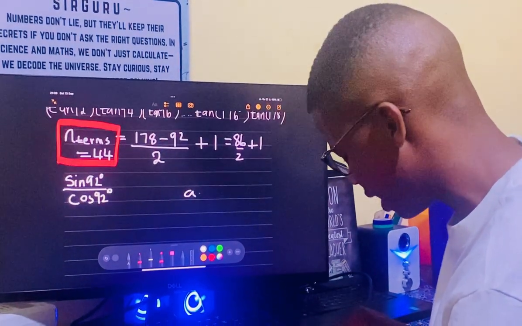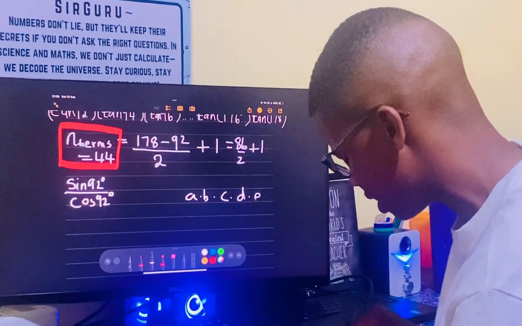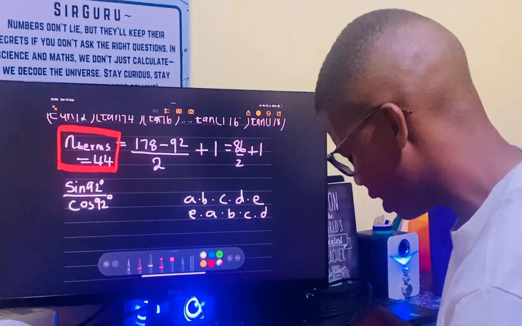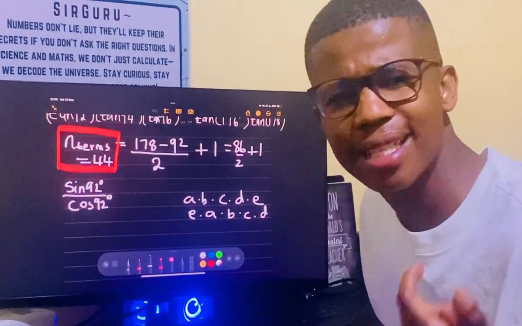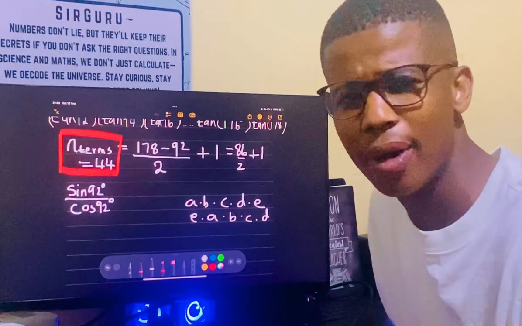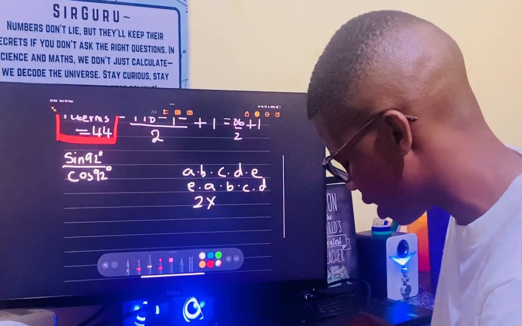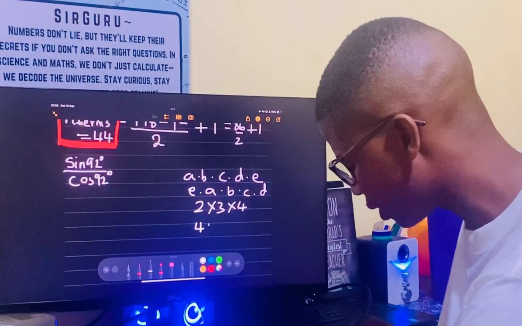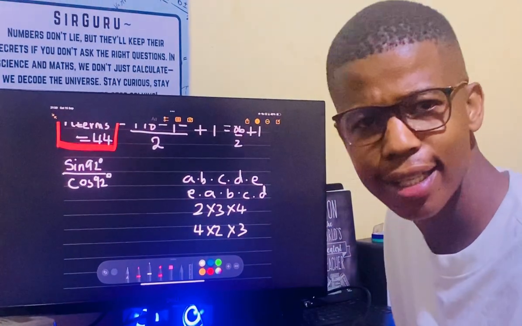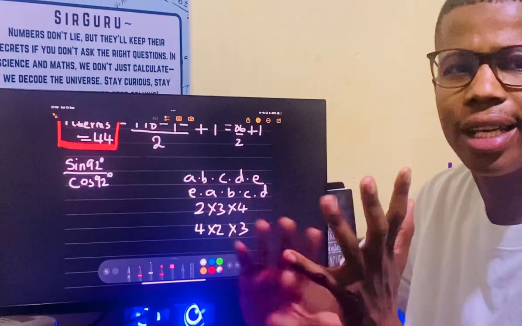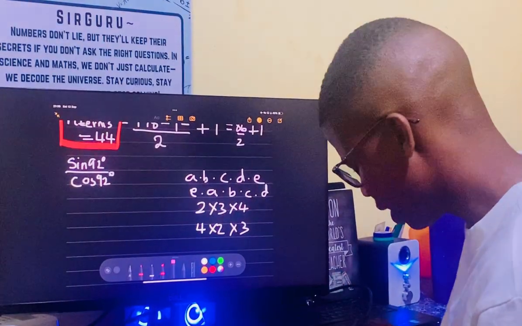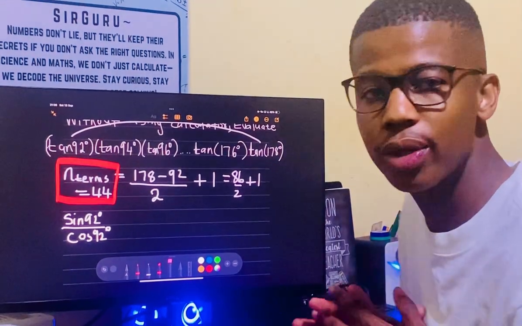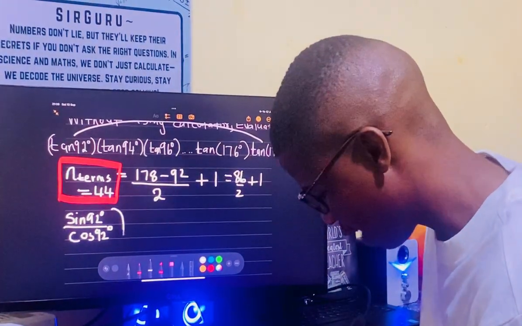Remember, if I have A times B times C times D times E, I can have E times A times B times C times D. The order of multiplication doesn't matter. It's commutative in property. For example, if I have 2 times 3 times 4, the answer is 24, right? If I have 4 times 2 times 3, the answer is 24. So it doesn't matter the order in which you multiply your terms. So I'm going to remove this, and then the first term I'm going to map it with the last term.